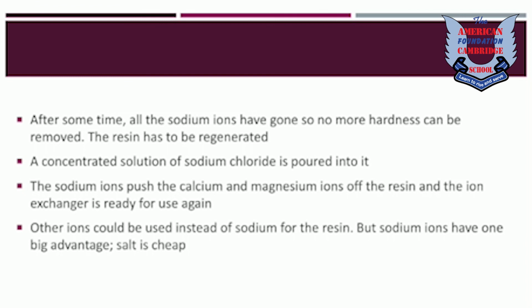Other ions could be used instead of sodium for the resin, but sodium ions have one big advantage: salt is cheap. So we can use some other ions which are more reactive than calcium and magnesium ions for this process, but we use sodium because sodium chloride is a cheap salt or compound and it is easily available, therefore we use it. So you can think about the rest of the ions we use for this method.